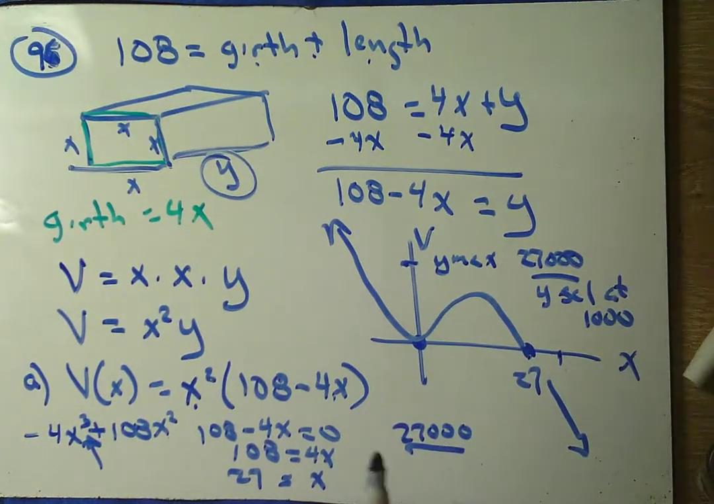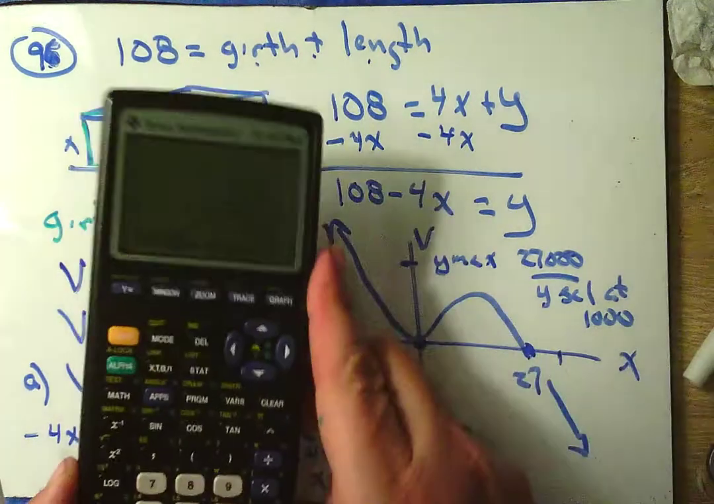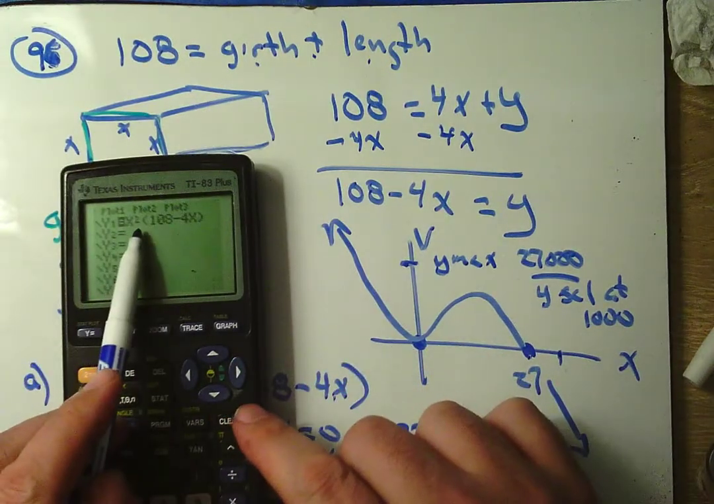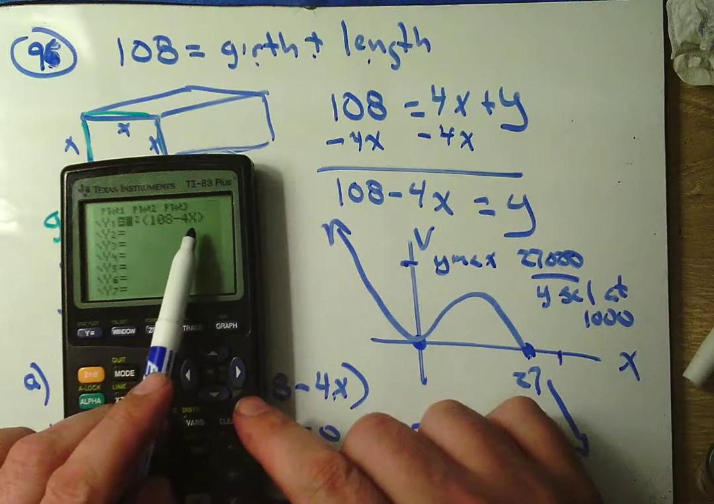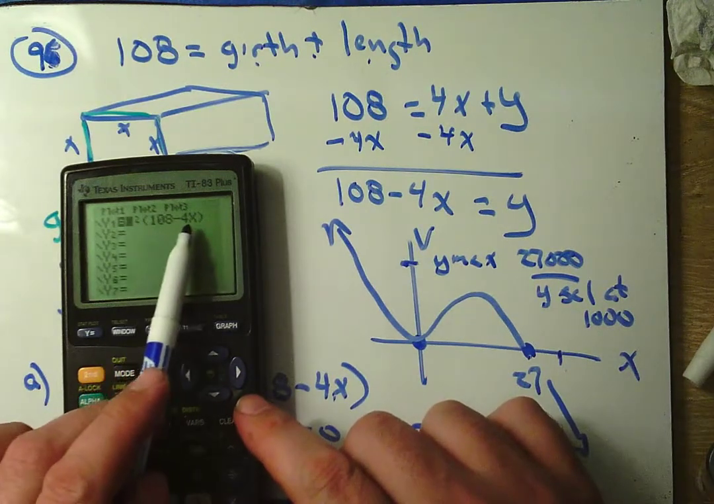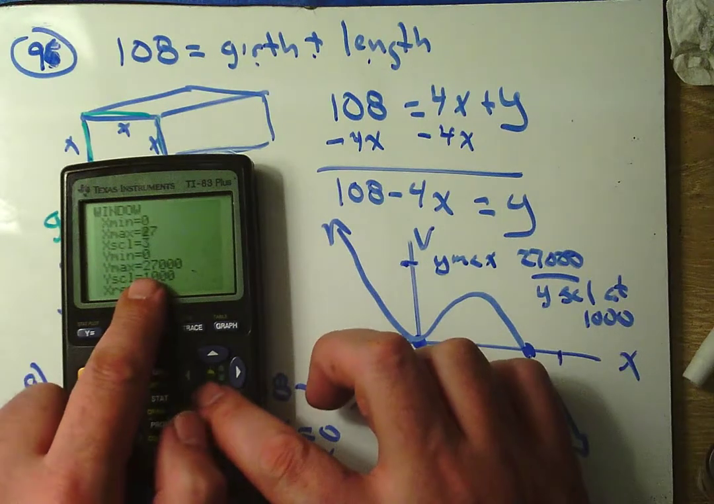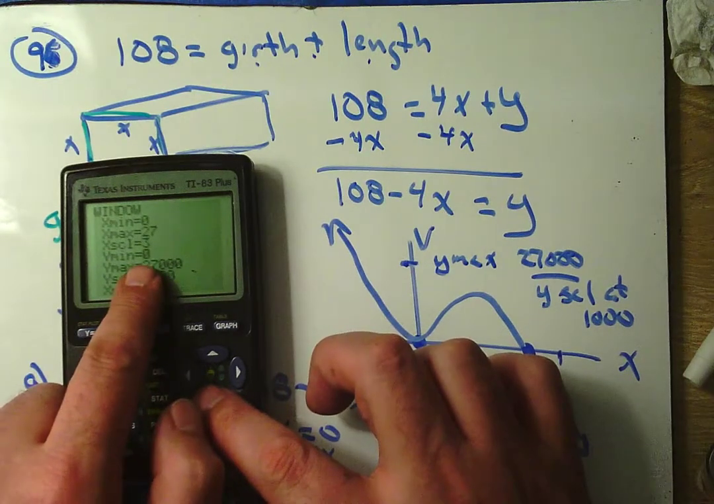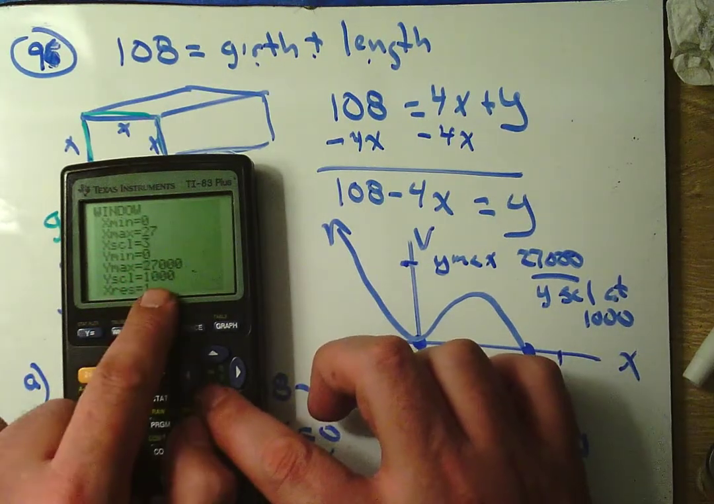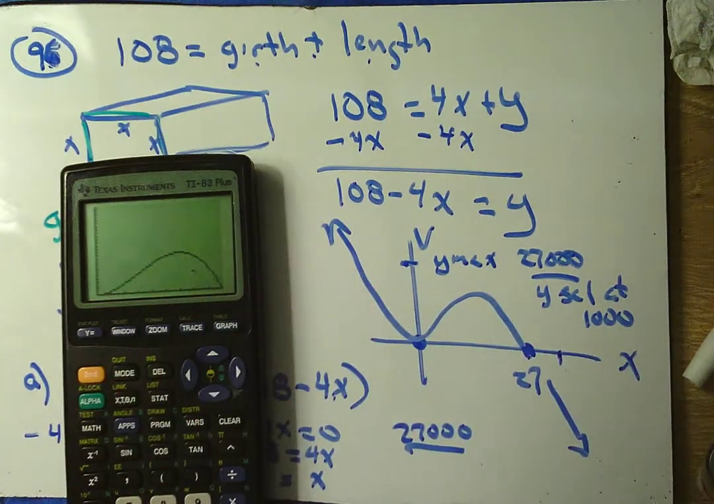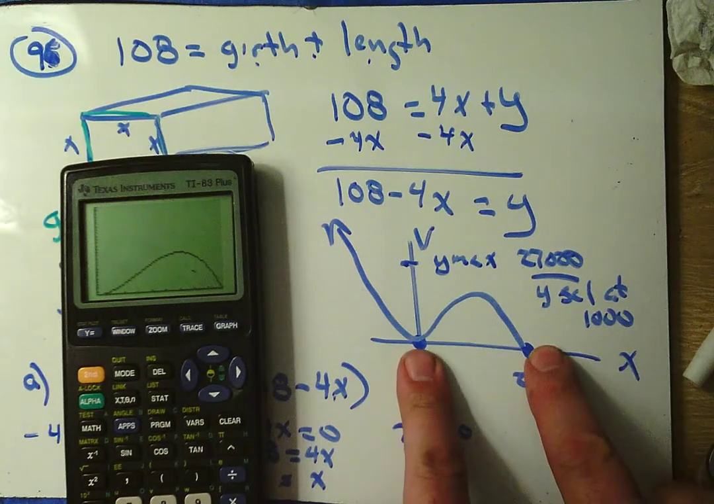Okay? Let's see if we can see this on our graphing calculators. I'll pull mine out of my bag. We'll graph this function. Here it is, x squared minus x squared times 108 minus 4x. And if I change my viewing window so that I go from 0 to 27,000 in steps of 1,000, I see this. Well, that's this part of the graph.